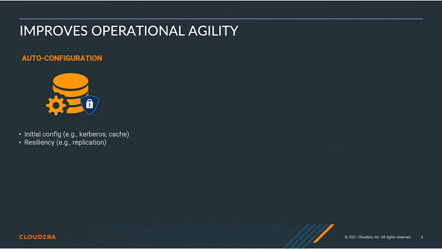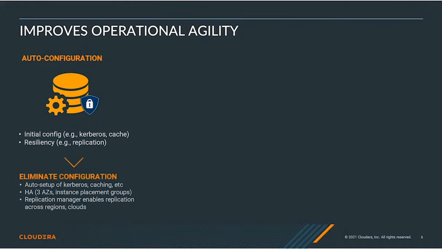From an operational perspective, we're focused on improving operational agility, and that starts with auto-configuration. When you start, you no longer have to configure the database. It comes up optimized for the hardware that it's running on. We're automatically setting up things like Kerberos, like caching, etc. And we're setting up resiliency. As I mentioned earlier, multiple availability zones is available out of the box. And we have an easy way to set up replication. So all of this reduces your effort and your time.